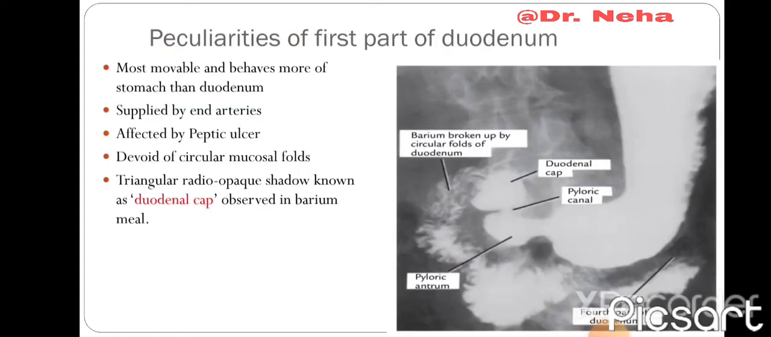Then the peculiarities of the first part of the duodenum. It is the most movable and behaves more like the stomach than the duodenum. It is supplied by end arteries and is affected by peptic ulcer. It is devoid of circular mucosal folds. In the radiograph, a triangular radio-opaque shadow known as the duodenal cap is observed in the barium meal. This duodenal cap is distorted in cases of peptic ulcers or duodenal ulcers.